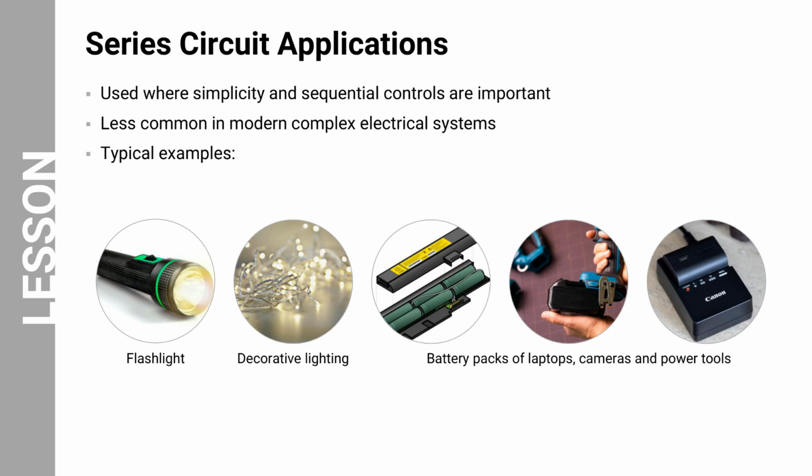Series circuits find application in scenarios where simplicity and sequential controls are required. Their straightforward nature makes them suitable for basic applications where components need to be activated in a specific sequence, or where a single path for current flow suffices. However, in modern complex electrical systems, series circuits are less common due to their limitations. These limitations include the susceptibility to failure if one component malfunctions, as well as the inability to independently control individual components without affecting the entire circuit. Typical examples of devices with series circuits include flashlights, some decorative lightings, and battery packs of laptops, cameras, and power tools.